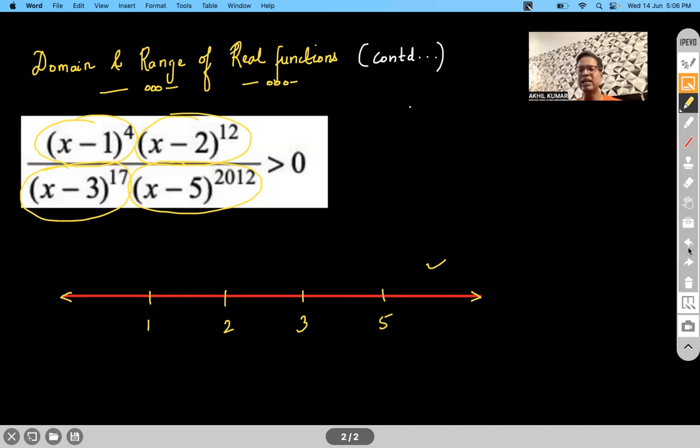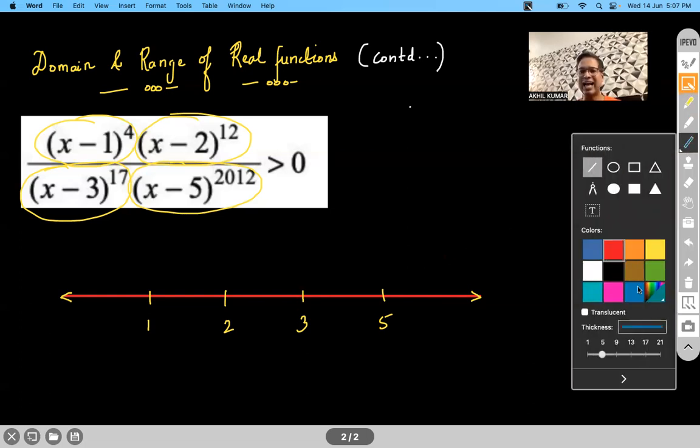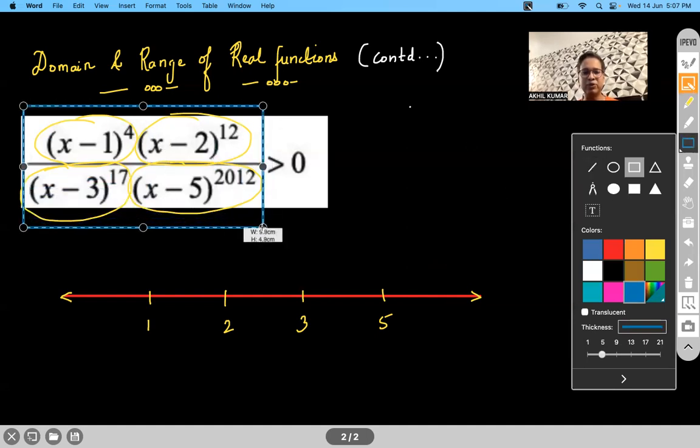So what I will do is I'll first start with the rightmost interval, the one which I'm showing right now with a yellow tick, okay? So that is my rightmost interval, correct? Now I'm going to figure out what will be the sign of this rational function, the one which I'm showing with a blue box, right? So what is the sign of this rational function in that interval?